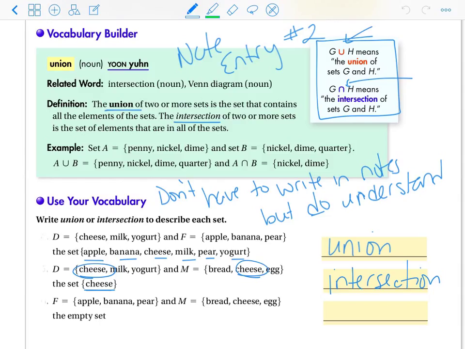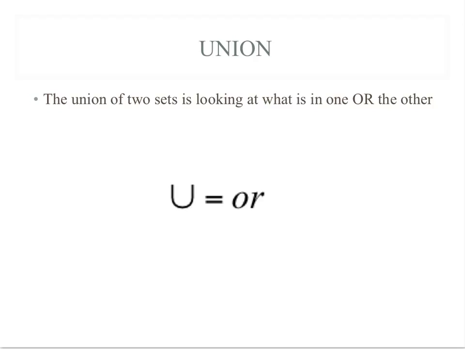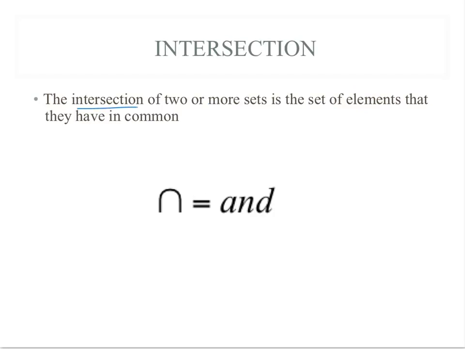And in the last part, we see that they have nothing in common, and we're looking for the empty set. Since there's nothing in common, that's also an intersection. But in this case, the intersection is an empty set because there's nothing in it. They have nothing in common. The union is looking at what is in one or the other set. Intersection of two or more sets is the set of elements that they have in common.